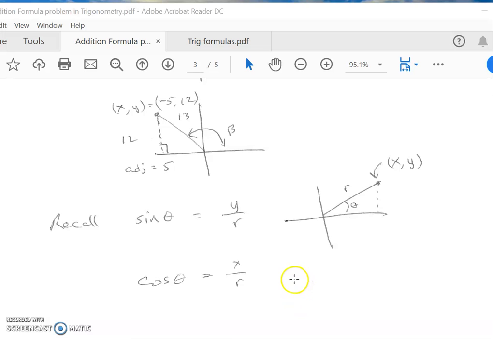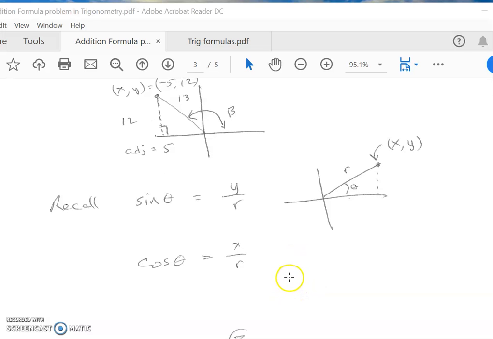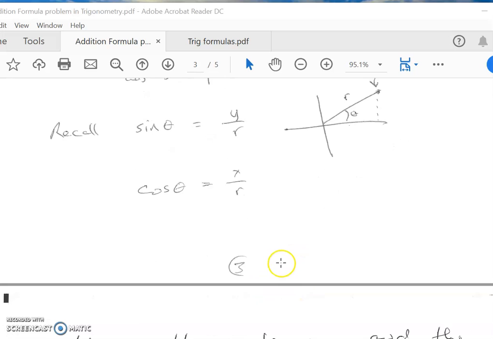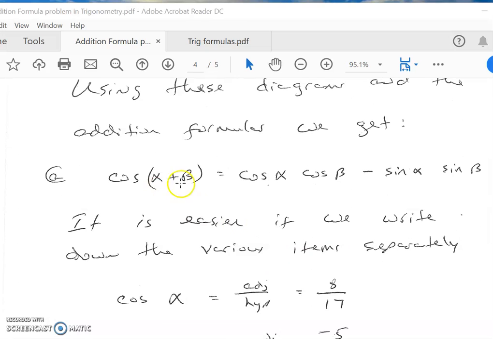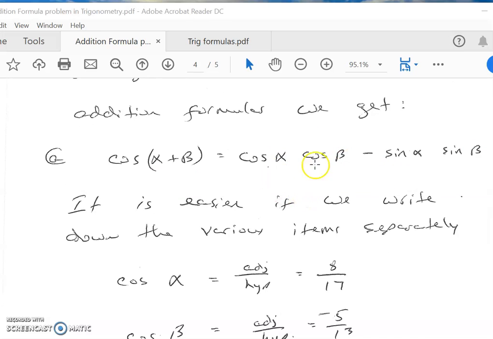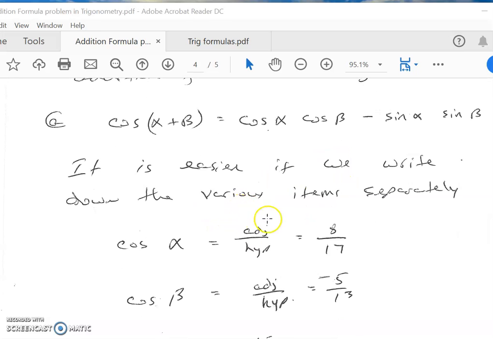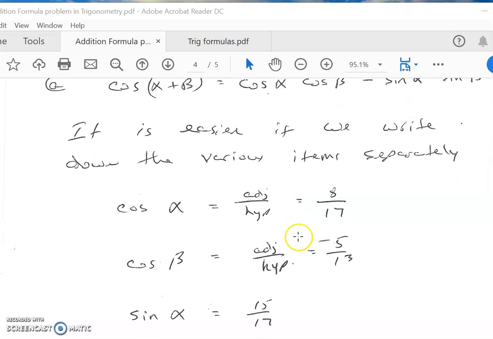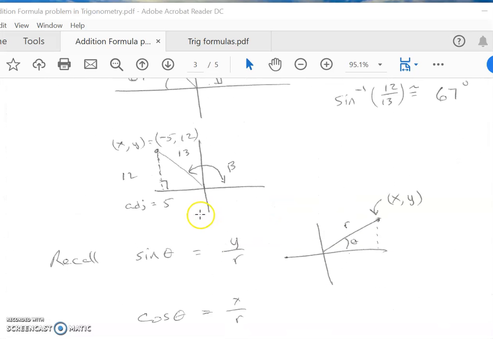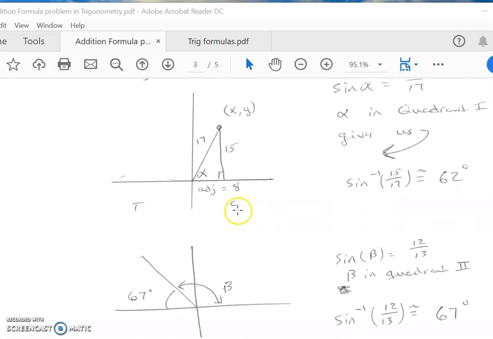You've got to draw these cartoons, and you've got to write down the formulas every single time. It avoids problems. Okay, so using these diagrams, and we're going to use the additive formulas, what do we get? Cosine of alpha plus beta is equal to this. Well, that's kind of messy, right? It's hard to look at and hard to figure out. So what we do is write down the various items individually, separately just for convenience, and then plug them back into the formula. So for example, cosine of alpha is adjacent over hypotenuse.